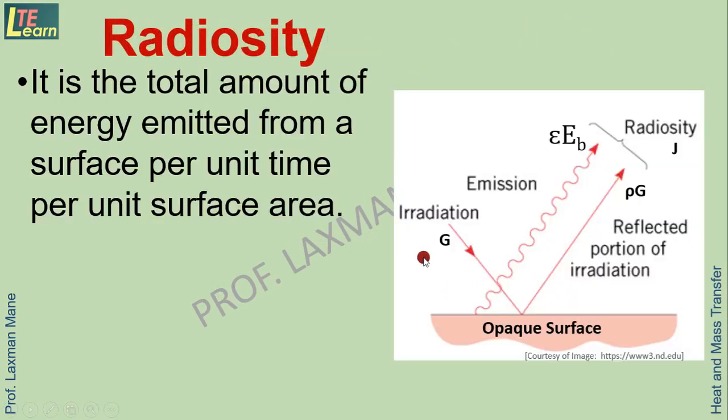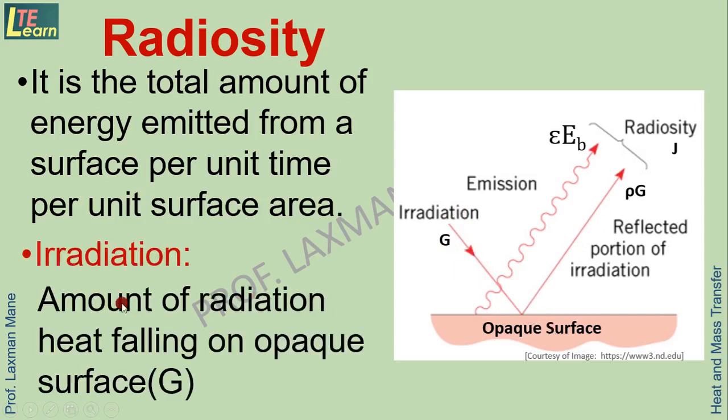Radiosity, it is the total amount of energy emitted from a surface per unit time per unit surface area. So here in this diagram, this is thermal radiation falling on the opaque surface. Thermal radiation we denote here by G. Opaque surface means the surface which cannot absorb thermal radiation falling on it totally. So some portion is reflected. So as the radiation is falling, irradiation we say, that is the amount of radiation heat falling on the opaque surface.